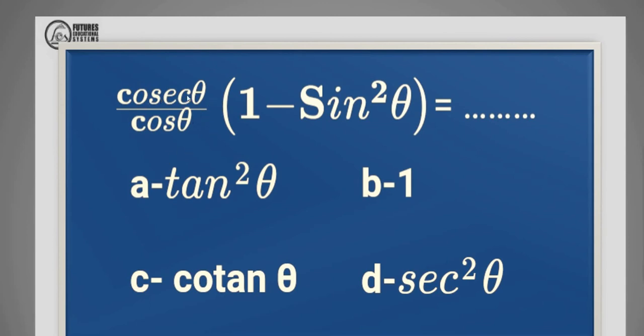Let's go to the second example. Cosec theta over cosine theta times 1 minus sine power 2 theta. The answer is negative tan power 2 theta, or negative 1, or cotan theta, or negative sec power 2 theta. Let's solve this example.